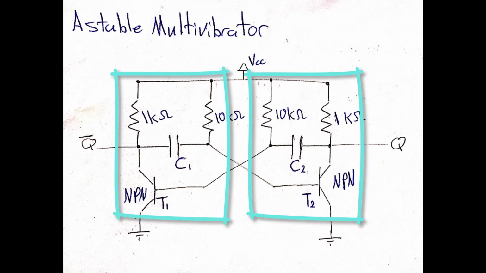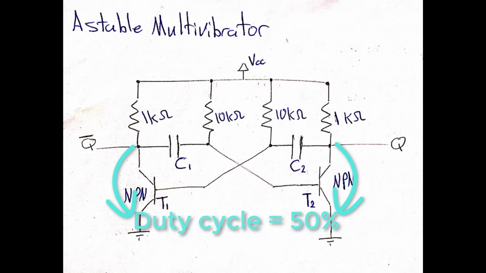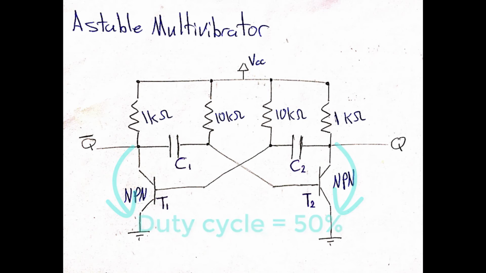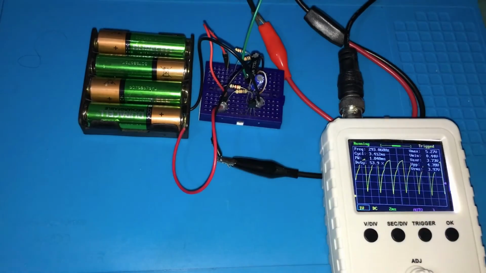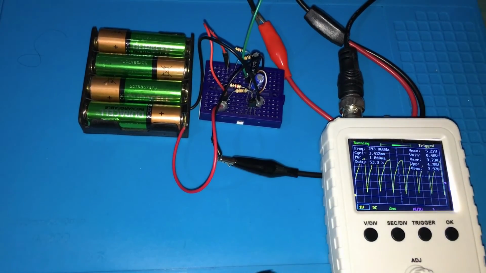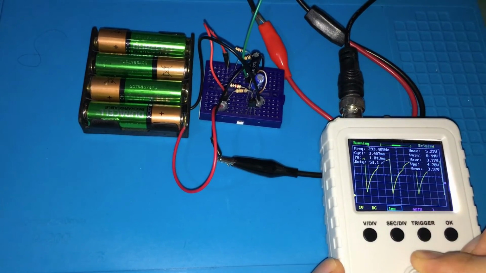Keeping both circuit sides symmetrical will give you a signal with 50% duty cycle, and any imbalance in the circuit will change that. In my test, I selected 1 microfarad for both capacitors and I could get a frequency close to 300 Hz. The problem of the output right now is that it's not a square wave, which is not desired at all.